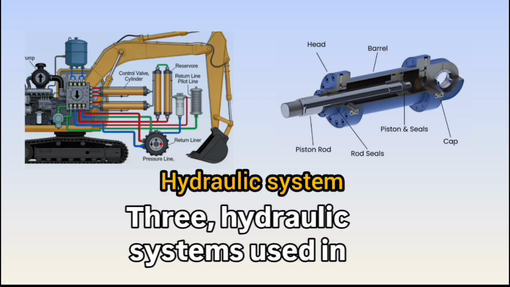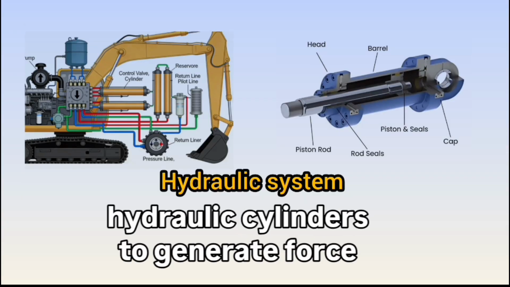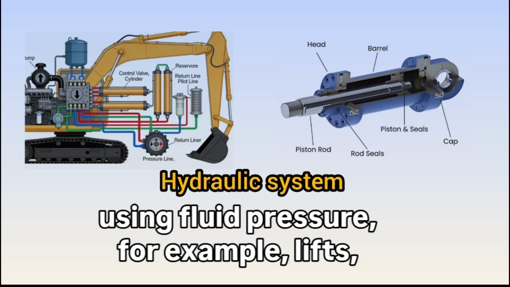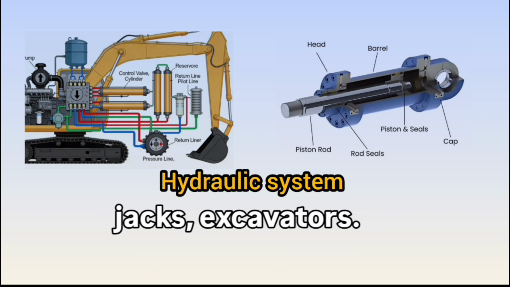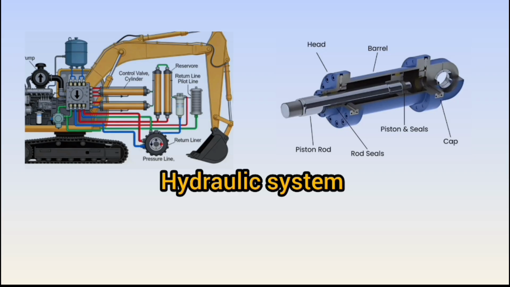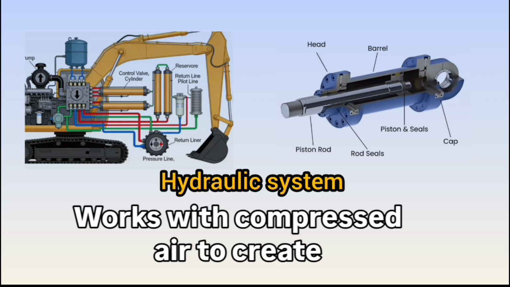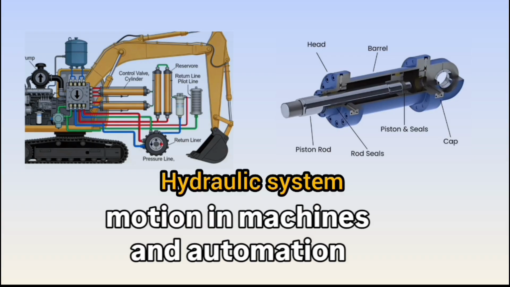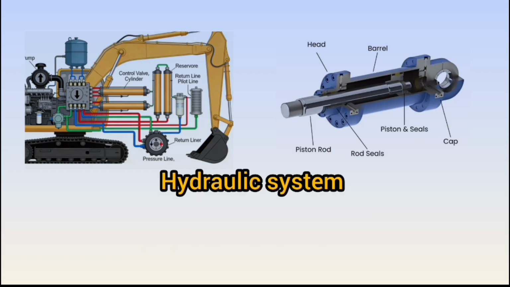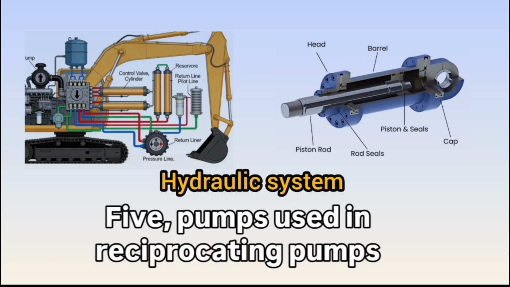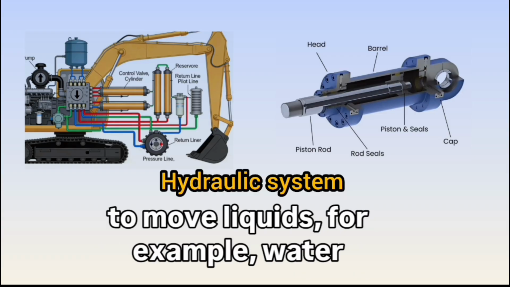Three: hydraulic systems, used in hydraulic cylinders to generate force using fluid pressure, for example, lifts, jacks, excavators. Four: pneumatic systems, works with compressed air to create motion in machines and automation systems. Five: pumps, used in reciprocating pumps to move liquids, for example, water pumps.